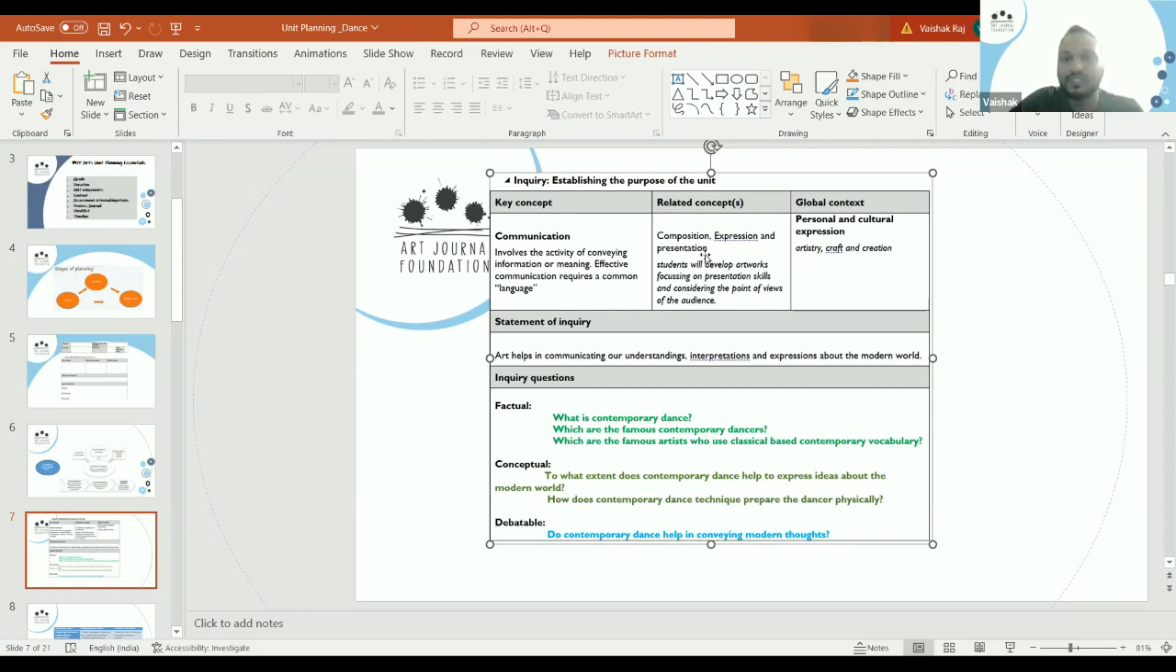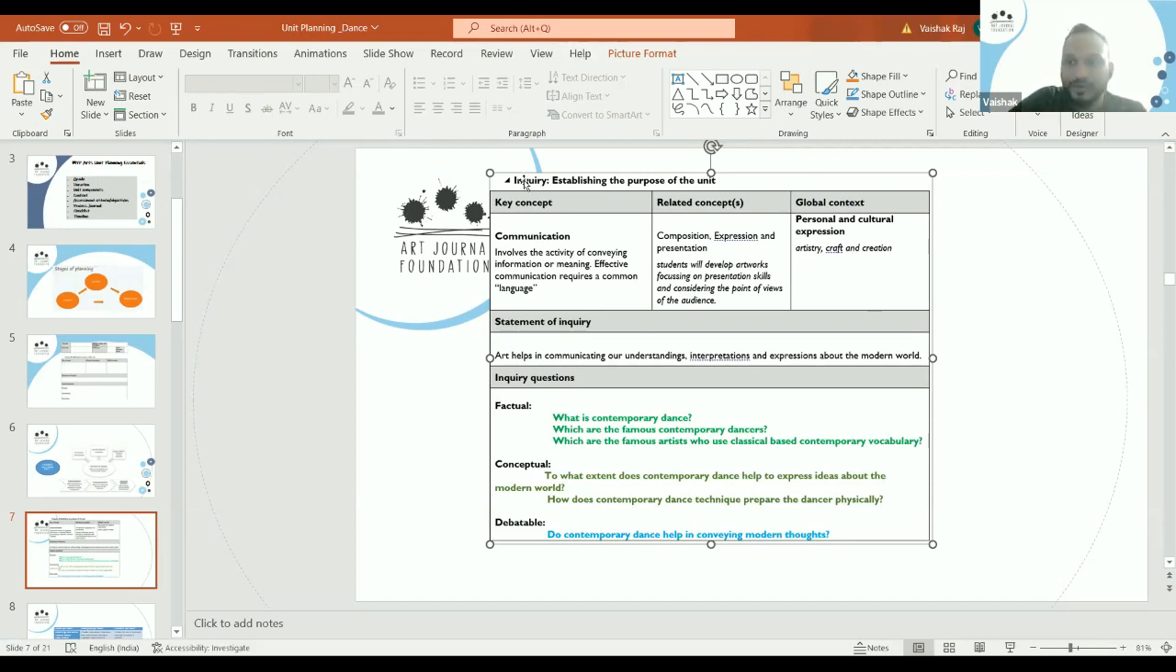Similarly, with expression and presentation, what will the students develop with this? Personal and cultural expression. There is a line called artistry, craft, and creation, particularly from the IB guide. Now, using this, what did I do? Art helps in communicating. I used the word communication of our understanding, interpretations, expressions about the modern world. Now, same Jay, if I use that phrase, students will learn that art helps in communicating our understandings, interpretations, and expressions about the modern world.